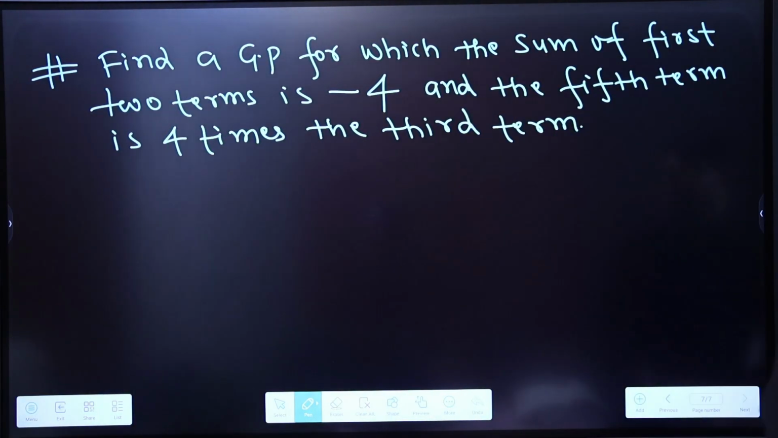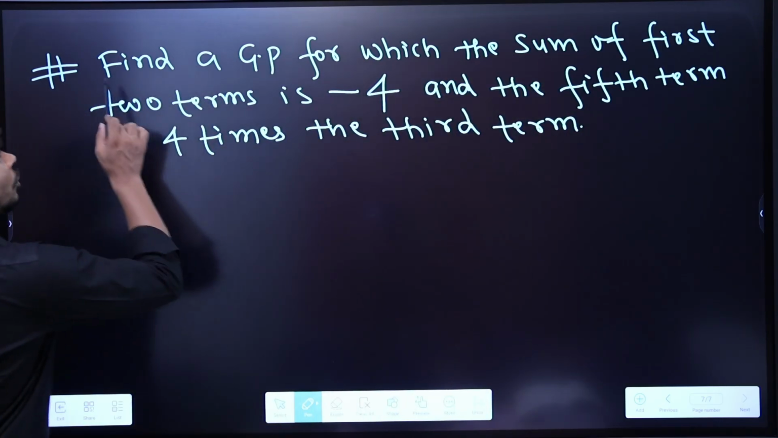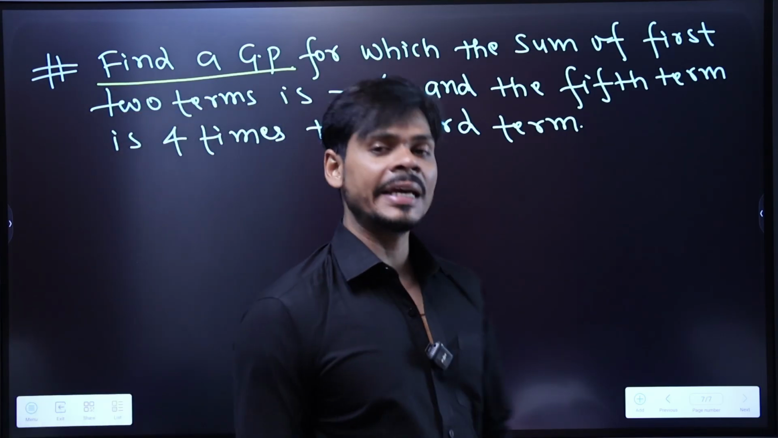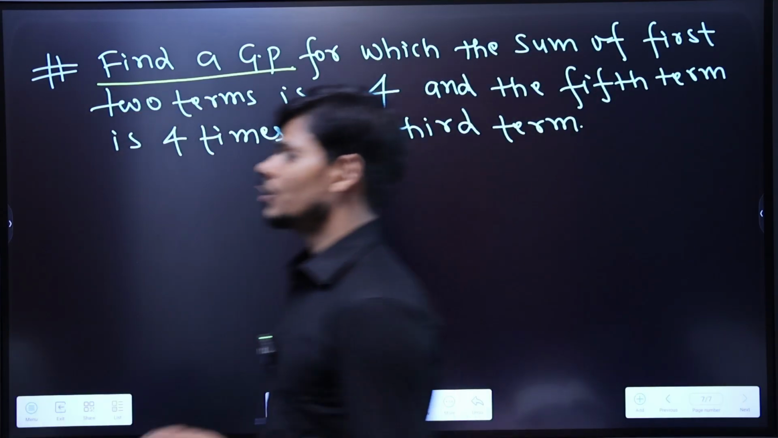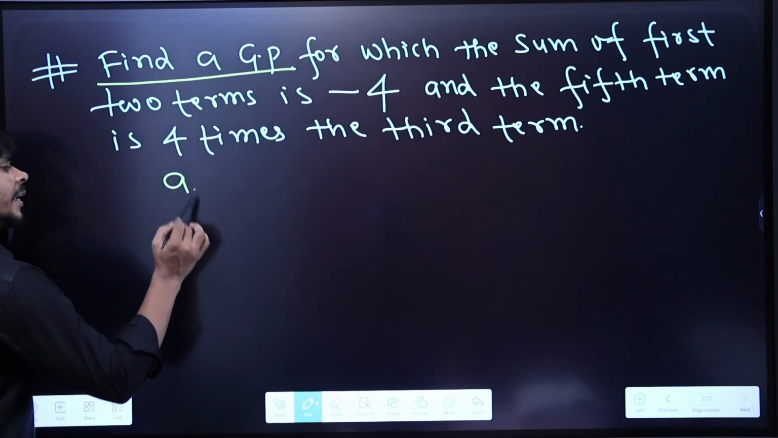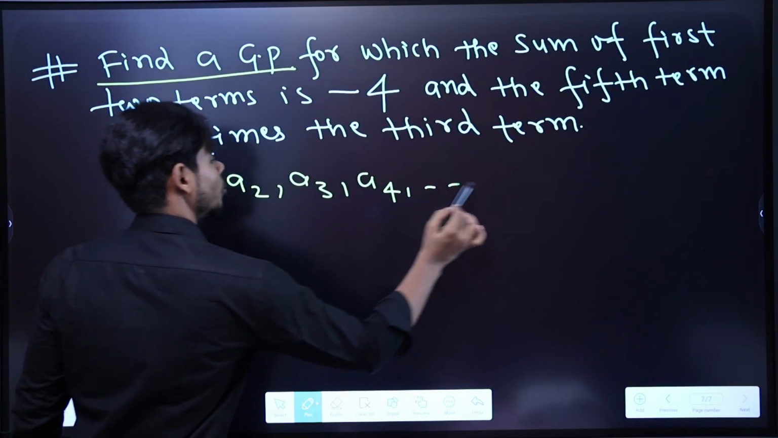Next question is find a GP. This time we need to find a GP. Whenever you are asked in any question to find a GP, it means you need to find at least 3 to 4 terms, like you need to find A1, A2, A3, A4, and so on, right?